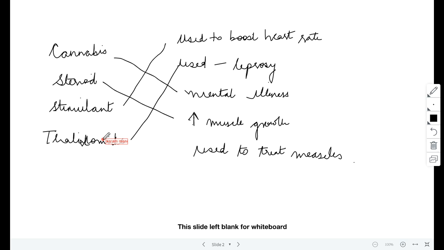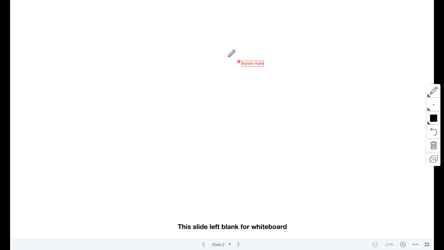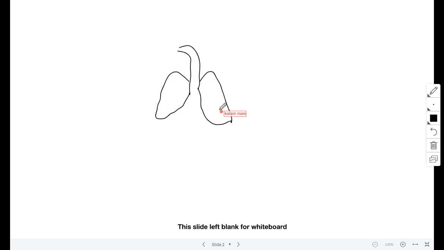Now, you know that our lungs help us to breathe. So now I'm going to just draw a respiratory system. I'll just draw a rough diagram, so that what I want you to understand is the basic labeling part.